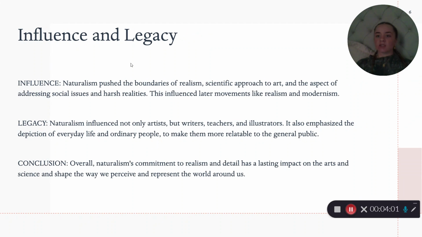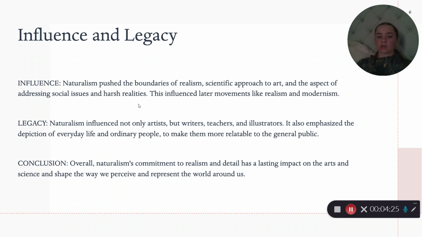Influence and legacy of naturalism. The influence that naturalism had is that it pushed the boundaries of realism, scientific approach to art, and the aspect of addressing social issues and harsh realities in art pieces. This influenced later movements like realism and modernism.